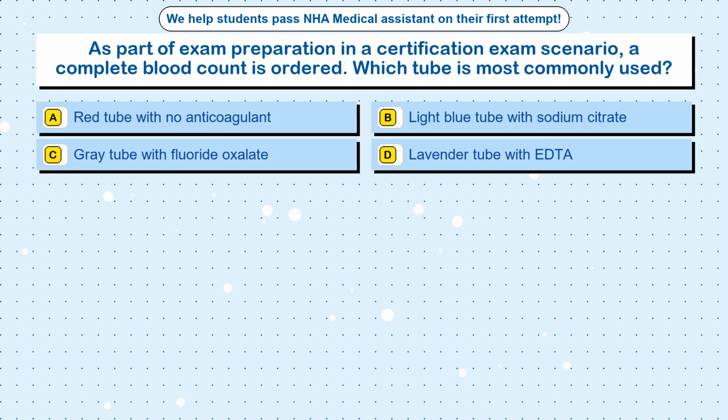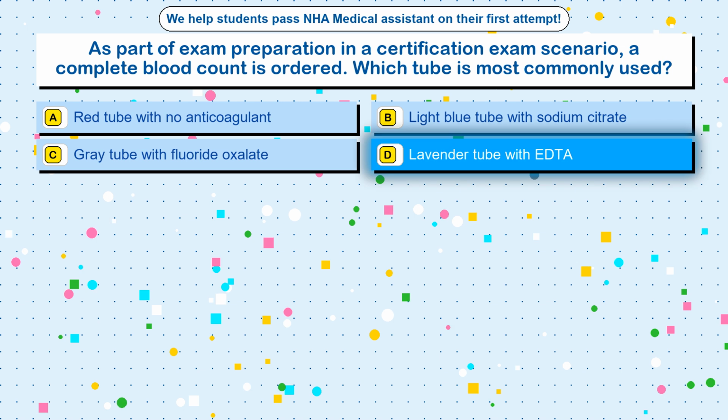Question 81. As part of exam preparation in a certification exam scenario, a complete blood count is ordered. Which tube is most commonly used? Option A, red tube with no anticoagulant. Option B, light blue tube with sodium citrate. Option C, gray tube with fluoride oxalate. Option D, lavender tube with EDTA. The correct answer is option D, lavender tube with EDTA.